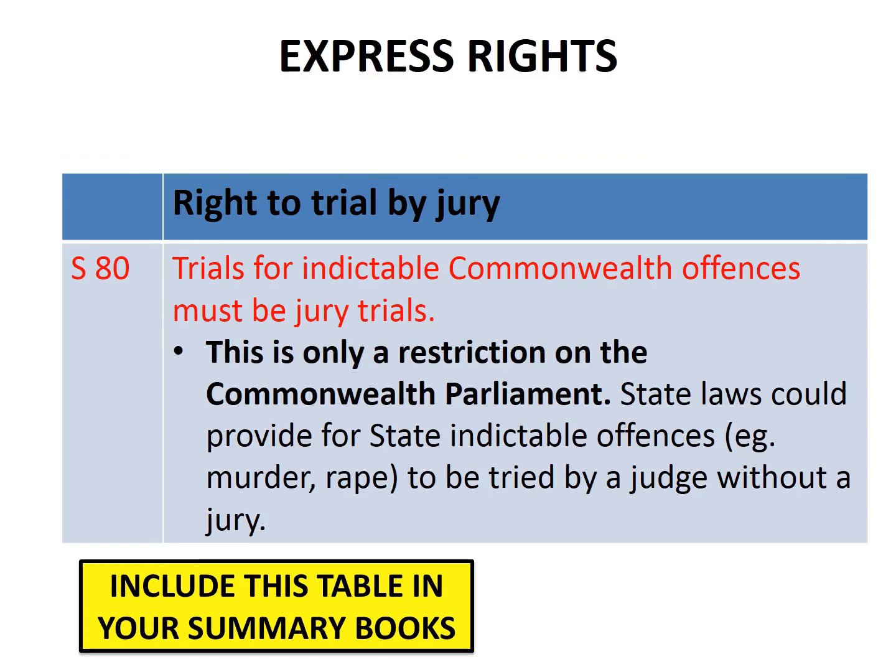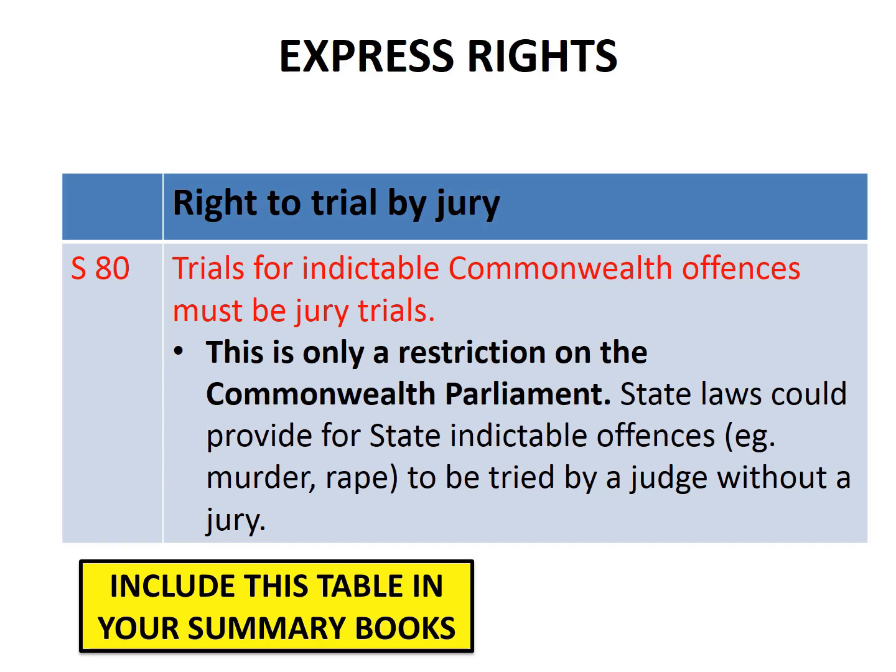Now, Section 80 contains a lot of words, but effectively what it says is that trials for indictable Commonwealth offences, that is, for more serious criminal offences created under Commonwealth law, trials for indictable Commonwealth offences must be jury trials. Put another way, if you are accused of committing an indictable Commonwealth offence, such as a terrorism offence, then you have the right to a trial by jury, not a trial by a judge alone.